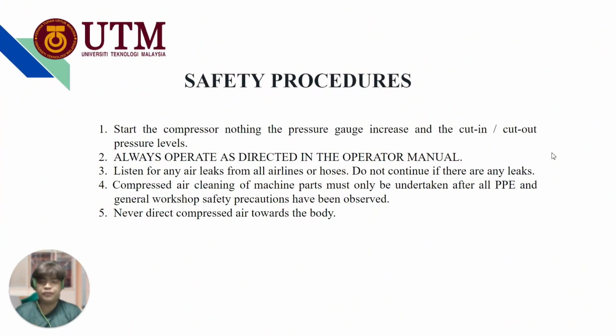So, next is the safety procedures. First, start the compressor, letting the pressure gauge increase to the cut in, cut out pressure levels. Second, always operate as directed in the operator manual. Third, listen for any air leaks from all airlines or hoses. Do not continue if there are any leaks. Fourth, compressed air cleaning of machine parts must only be undertaken after all PPE and general workshop safety precautions have been observed. Fifth, never direct compressed air towards the body.